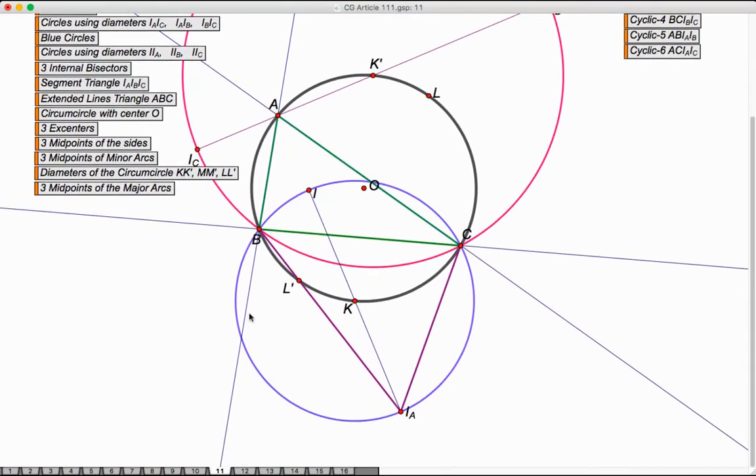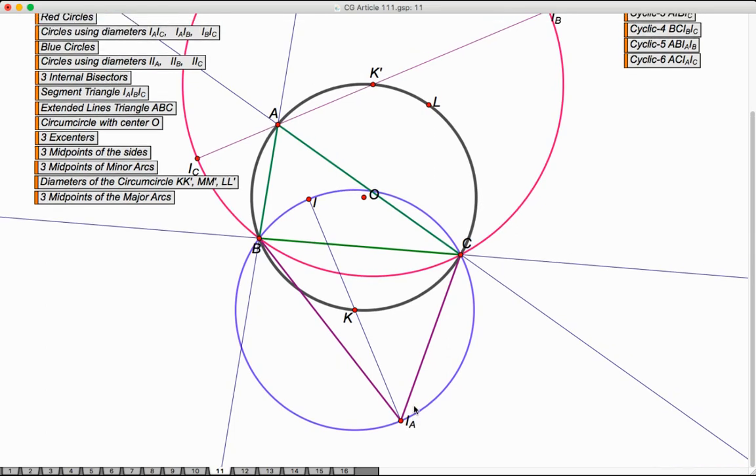So in this particular blue circle, let's hide this. In this blue circle, it passes through points B and C of triangle ABC. That's cool. But the diameter is determined by in center I and ex center I sub A. That's one. But we also know that this diameter passes through the circumcircle at point K, and this is actually the center of the blue circle.